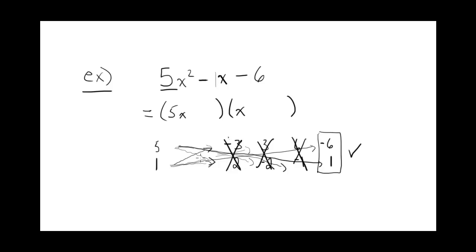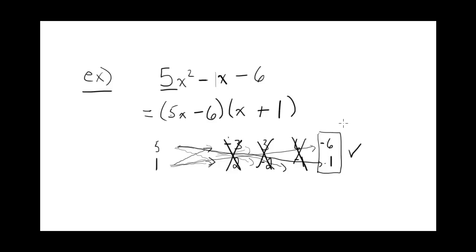So let's make sure we put them in the right brackets. Remember, I wanted to multiply 5 and 1. So I need 5 and 1 in opposite brackets. And I need the 1 and the negative 6 in opposite brackets. So this is sort of the correct order. So we had to go through three pairs before we got to the pair that worked.